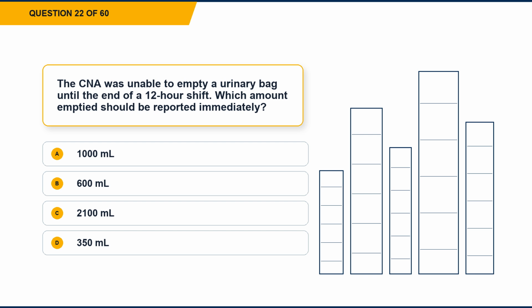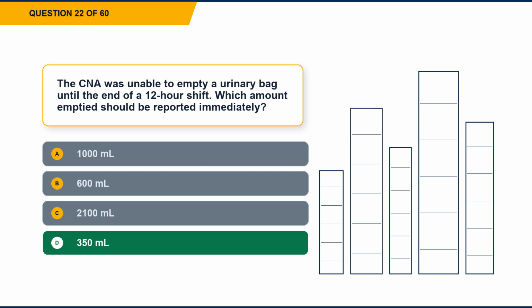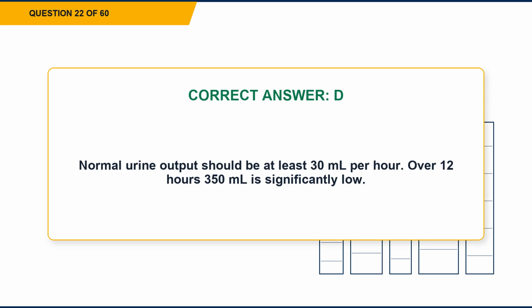Option A, 1,000 milliliters. Option B, 600 milliliters. Option C, 2,100 milliliters. Option D, 350 milliliters. The correct answer is option D, 350 milliliters. Explanation: normal urine output should be at least 30 milliliters per hour. Over 12 hours 350 milliliters is significantly low.